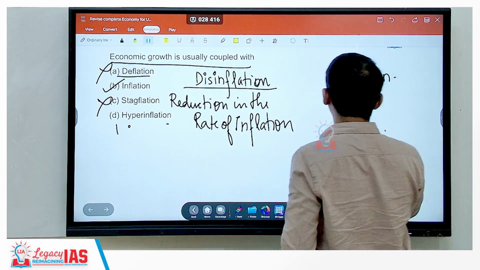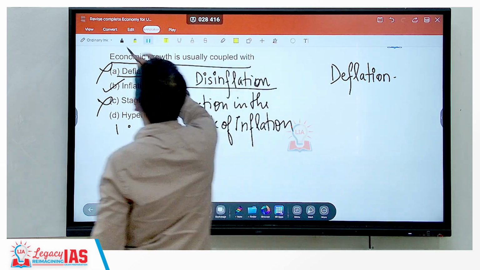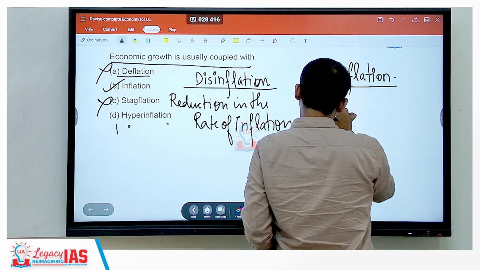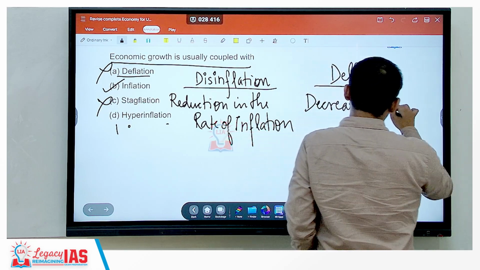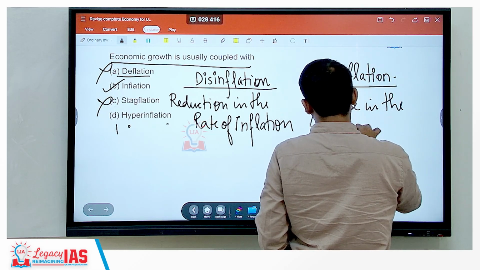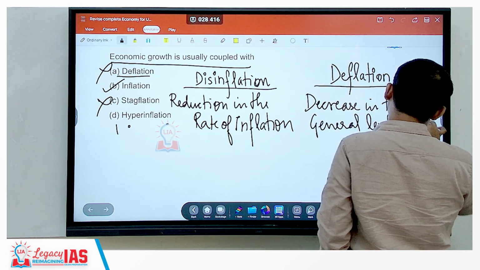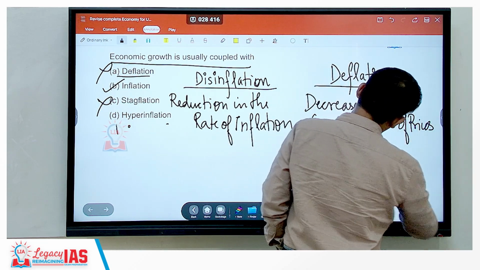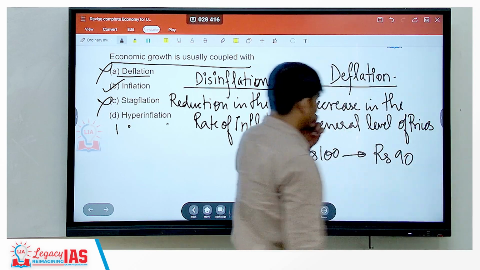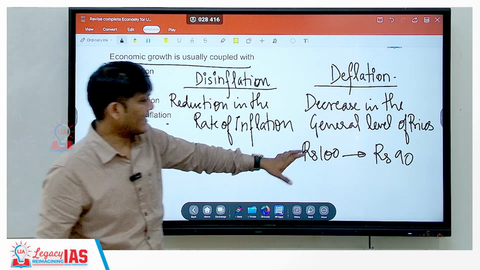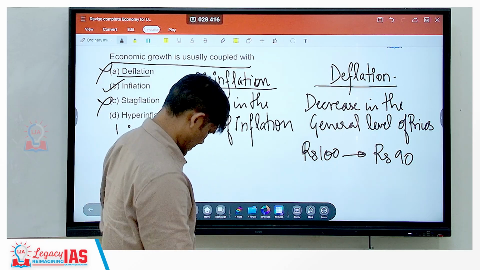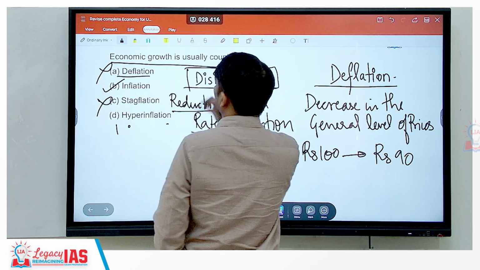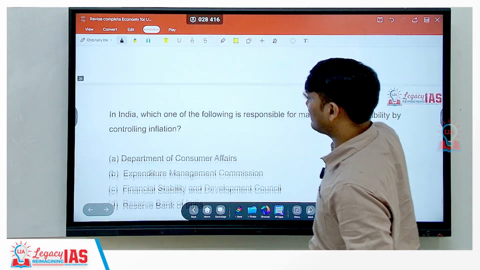Then what is deflation? Deflation is actually the complete opposite of inflation. It is the decrease in the general level of prices. Meaning if something was rupees 100 previously, now it will be less than 100. So a decrease in the general level of prices would be your deflation, completely opposite to inflation, whereas a reduction in the rate of inflation would be your disinflation. I hope that's absolutely clear.